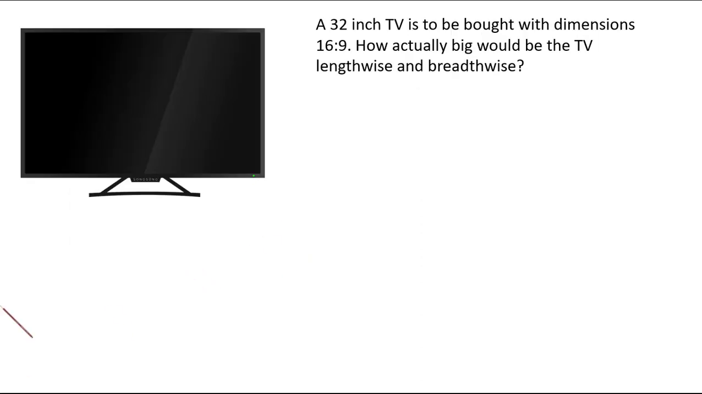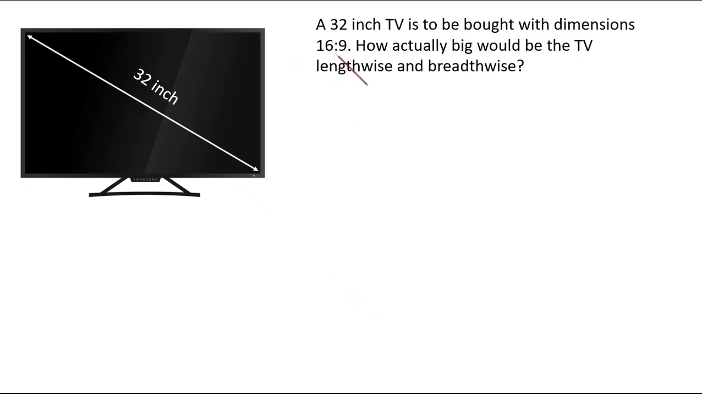Suppose you want to buy a television set which is of 32 inch and the aspect ratio, or the dimensions of it, is in the ratio 16:9. So you wanted to know what is the length of this particular TV screen and what is the breadth of this TV screen. Now always remember, when we are being told that the TV is a 32-inch TV, it means that the diagonal is 32 inch and not the length or the breadth.